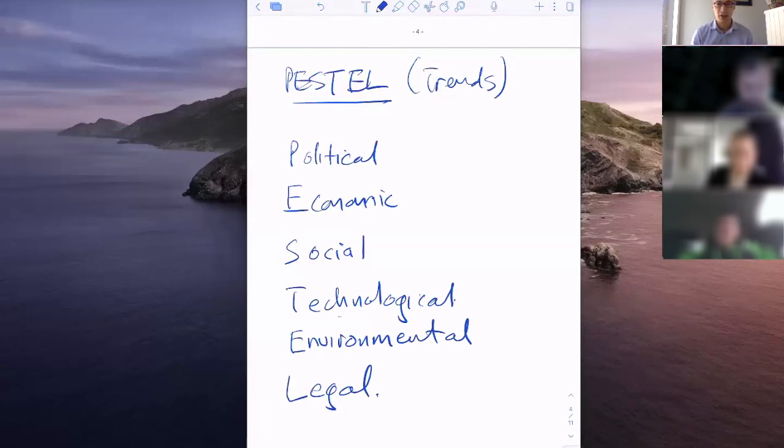Economic is obviously a key issue at the moment, especially with coronavirus and everything else. Social, what's happening socially out there? What are the trends socially that you can take advantage of, or that you need to be aware of at least, whether they're threats or opportunities. Technological is pretty straightforward. We've seen lots of business models and industries really impacted and shift because of technology.